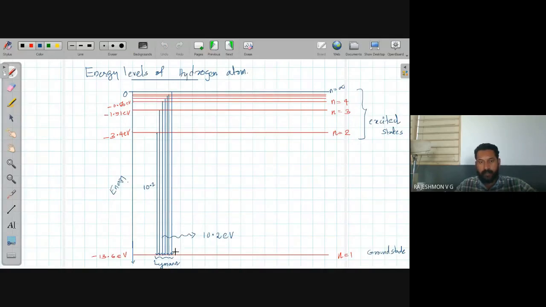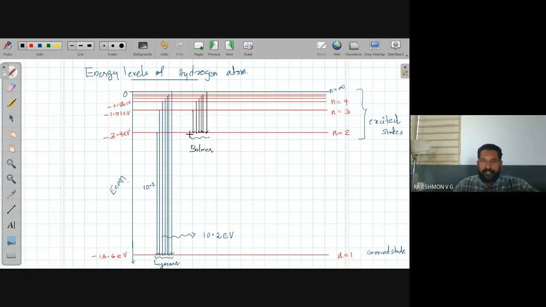Okay, so this is all about Lyman series. In the same fashion, you can explain what is Balmer series. Consider all the lines that end up in 2. That is 3 to 2, 4 to 2, 5 to 2, 6 to 2, 7 to 2, then up to infinity to 2. So all these end up in n equal to 2. These are called Balmer series.